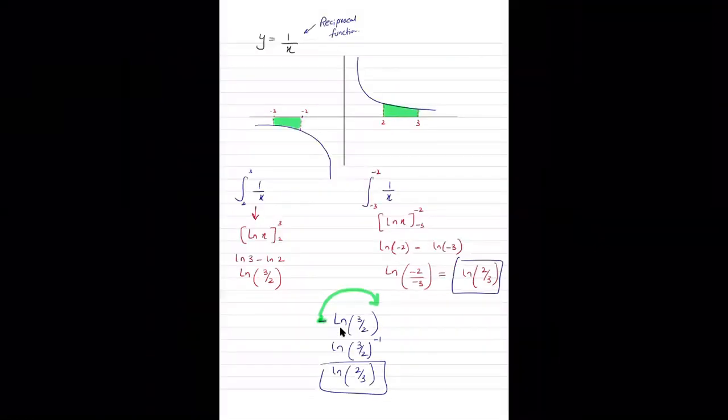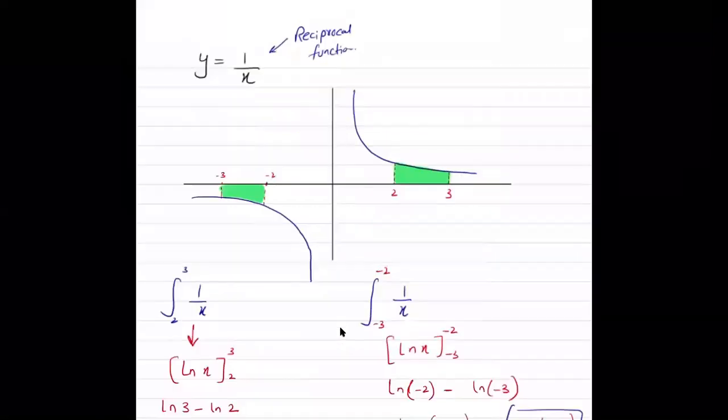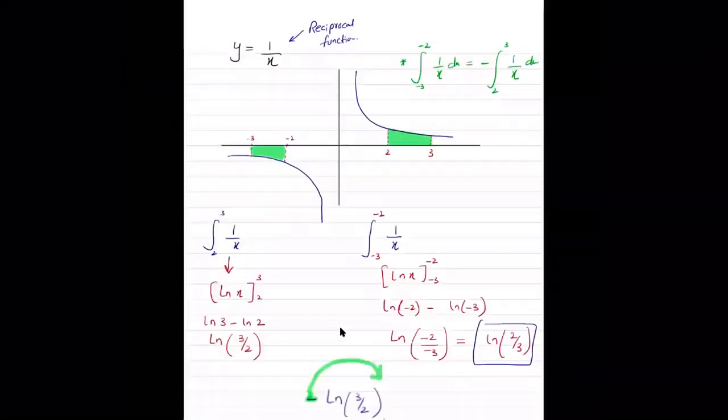So the two areas are, because of symmetry, the integration of 1 upon x from 2 to 3 is equal to the integration from minus 2 to minus 3. It's just that the answers are going to be negative. The value is the same, but the answer is negative. To summarize, if I integrate 1 upon x from minus 3 to minus 2, the answer is going to be the negative of the answer of the integration of 1 upon x from 2 to 3. Okay, that was the summary.